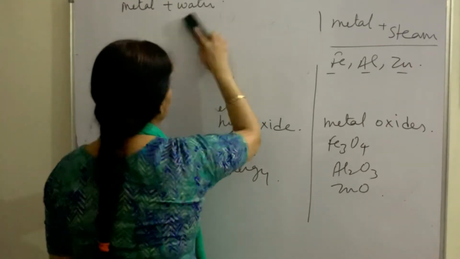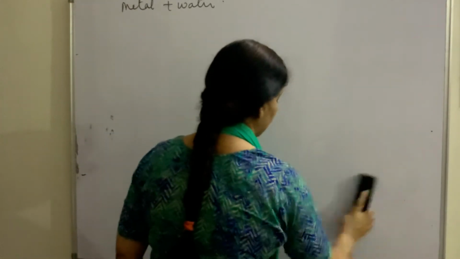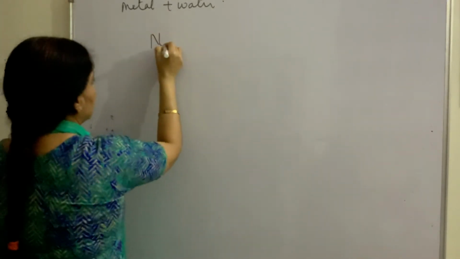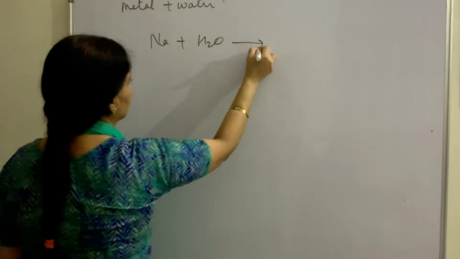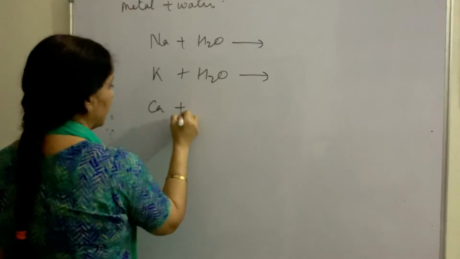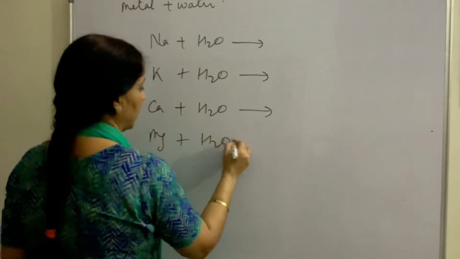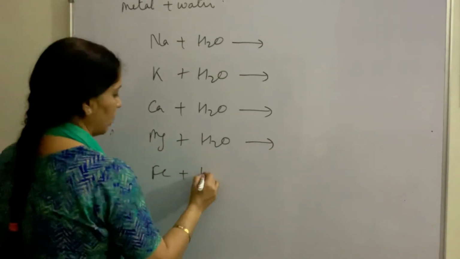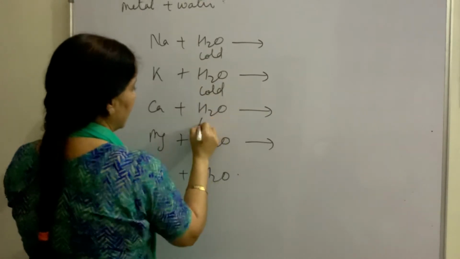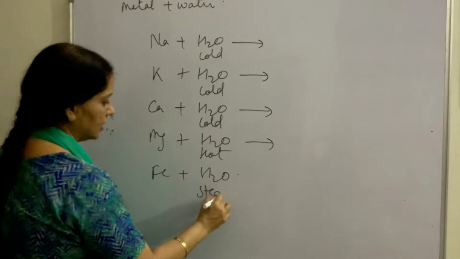After this we will see the reaction of all these metals with sodium plus water, potassium plus water, calcium plus water, magnesium plus water and iron plus water. What are their forms? Cold water, cold water, cold water and hot water, right? And here we have steam.